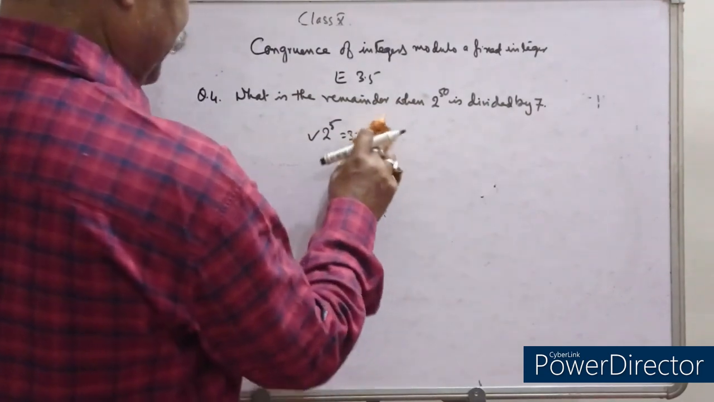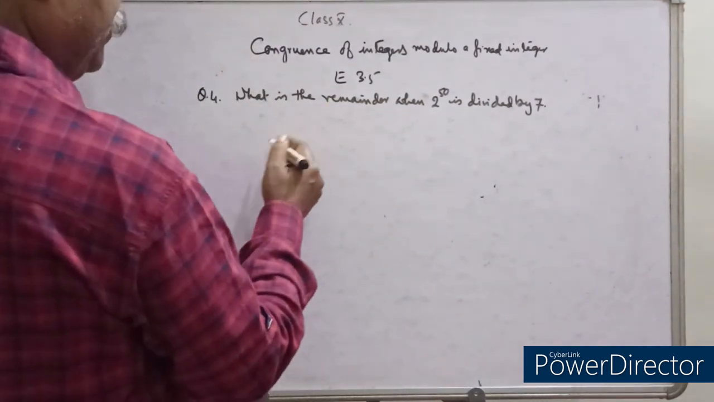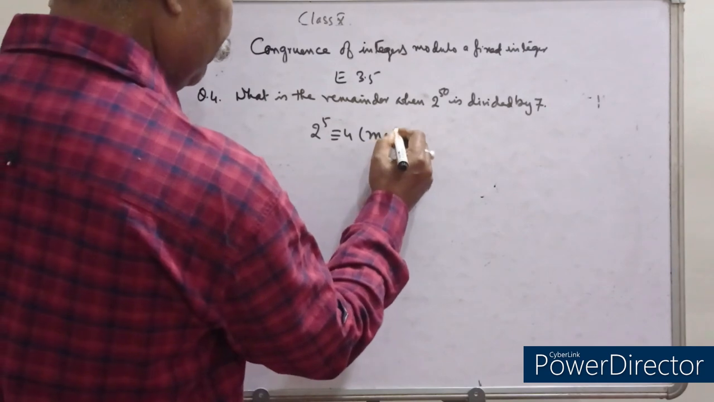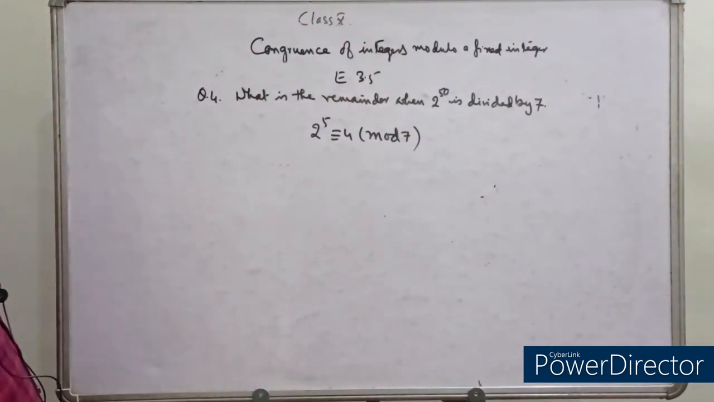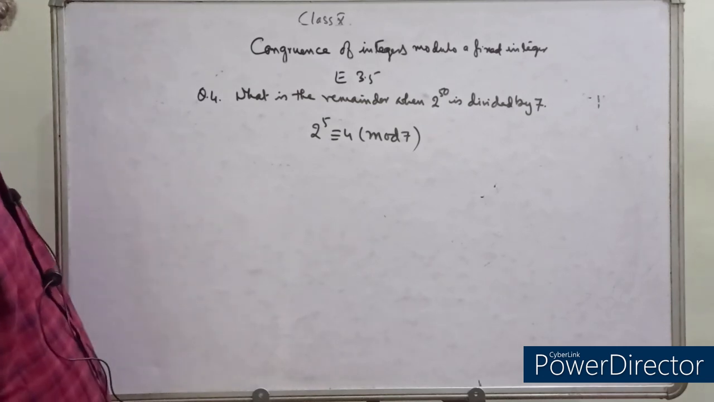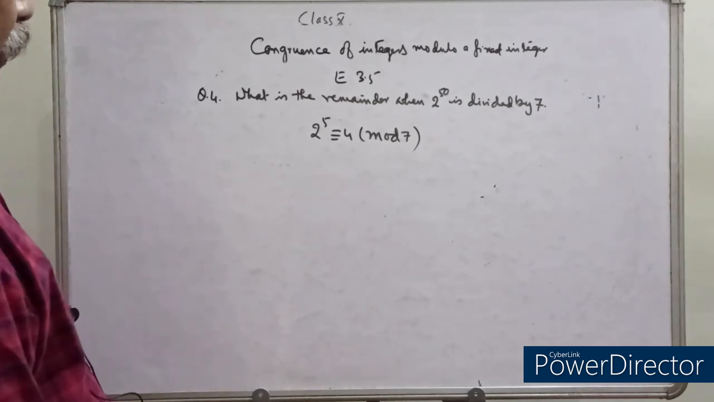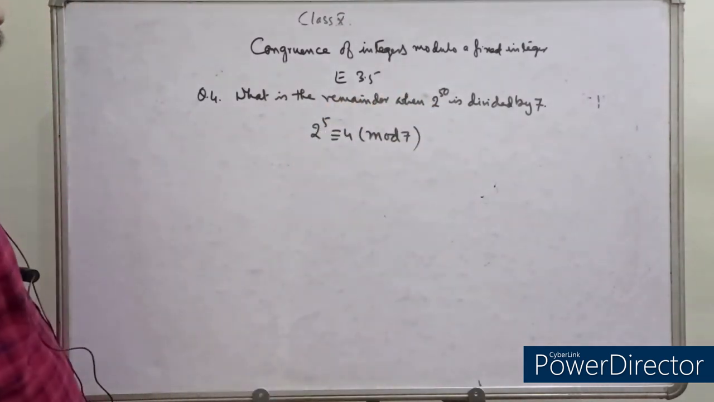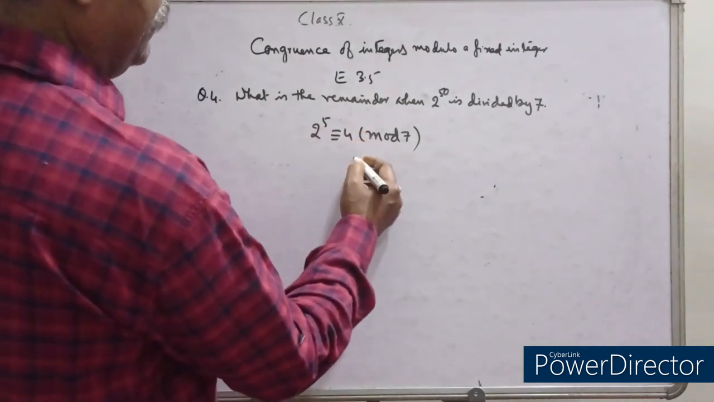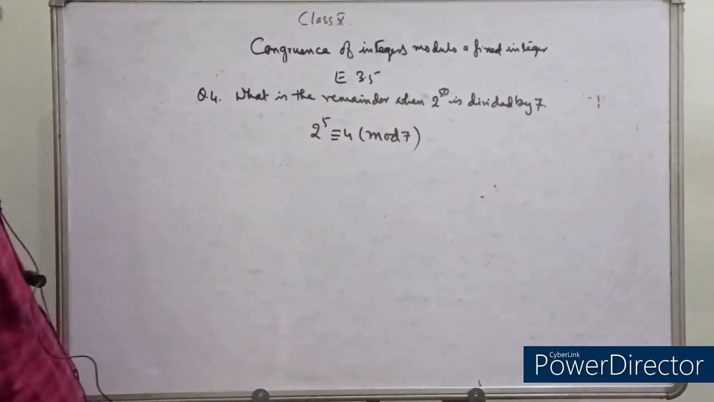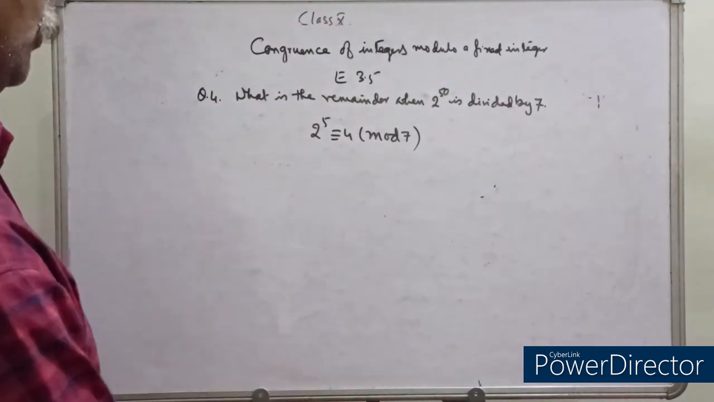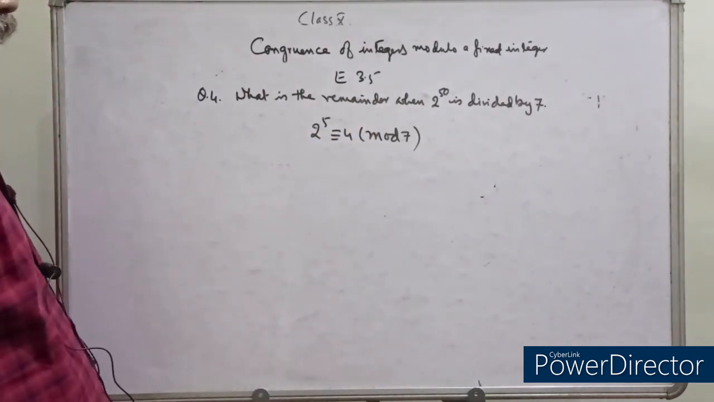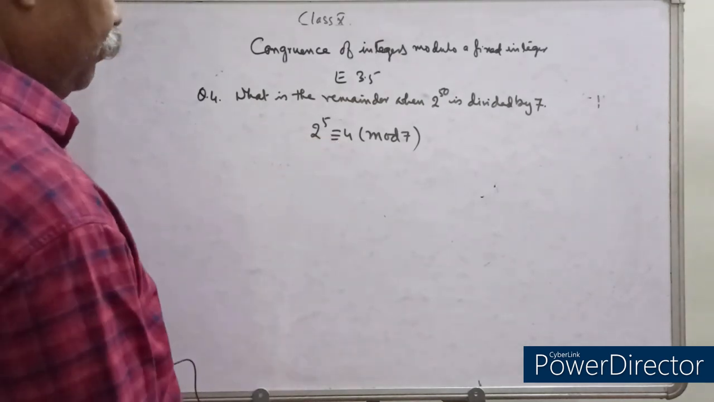Now, according to the congruency rule, 2 to the power of 5 is congruent to 4 mod 7. That means 32 minus 4, which is 28, is divisible by 7. Now this is my grassroots level. From this, I have to move to 2 to the power of 50. Squaring both sides, it will be 4 to the power of 10. Again, this would create havoc for me because I have to move to a downward level, so we will take an intermediate state.